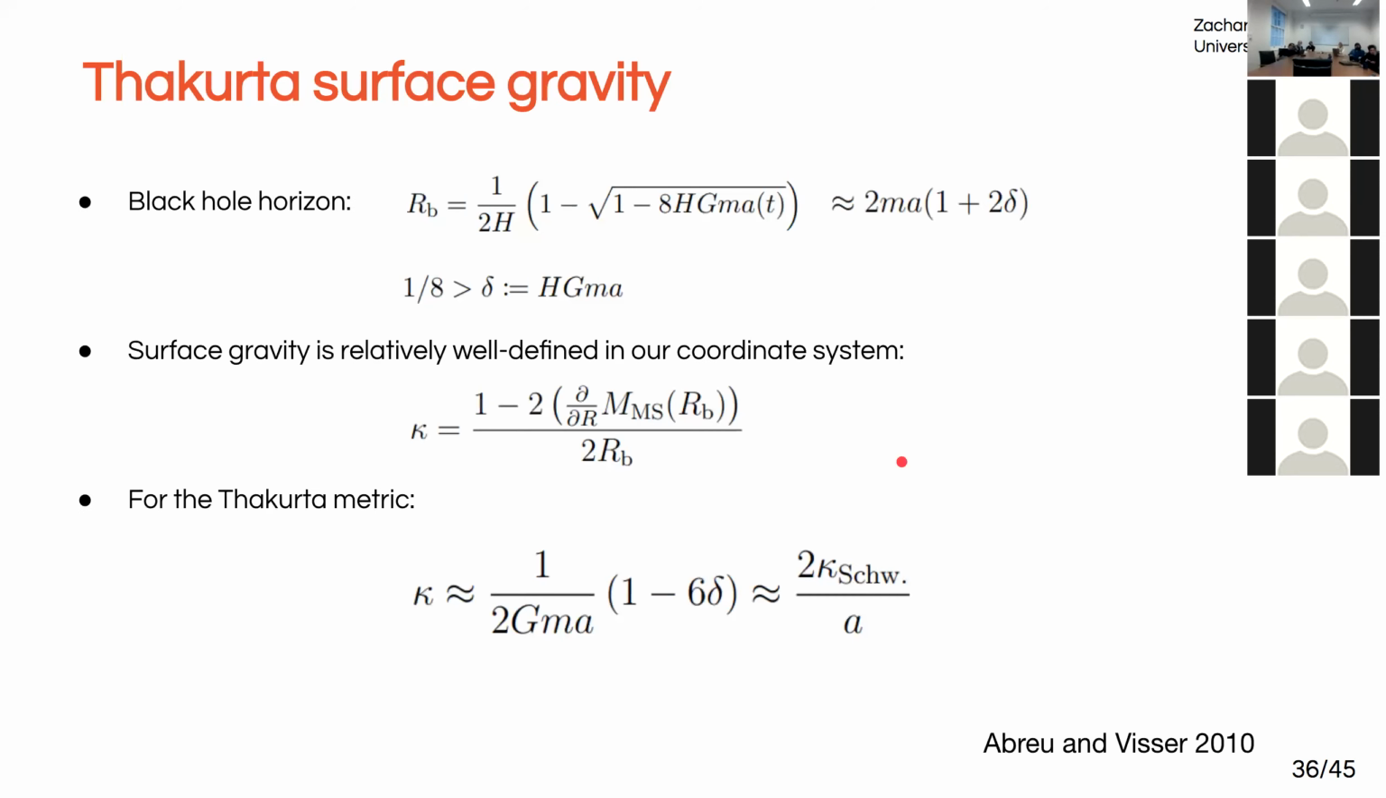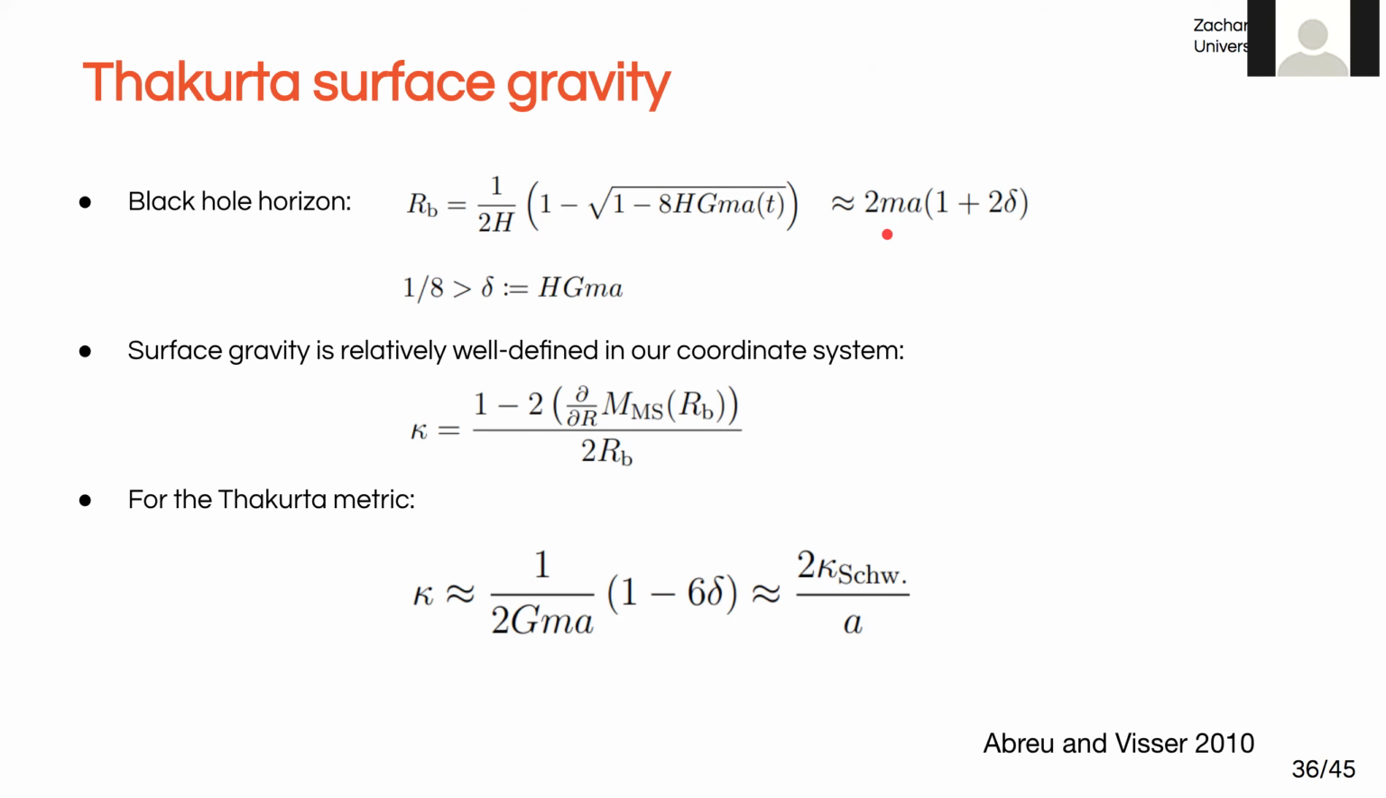So let's look at Hawking radiation for the Thakurta black holes. Again, this black hole's apparent horizon is much smaller than the Schwarzschild one, which means I guess you might expect they're much hotter, so they evaporate much more quickly. The more formal way to look at this is to directly calculate surface gravity, which we can do. It's relatively well defined in our coordinate system, which means that our surface gravity in the Thakurta case, when you calculate it, is more or less just the Schwarzschild one divided by the scale factor with some other numbers around.